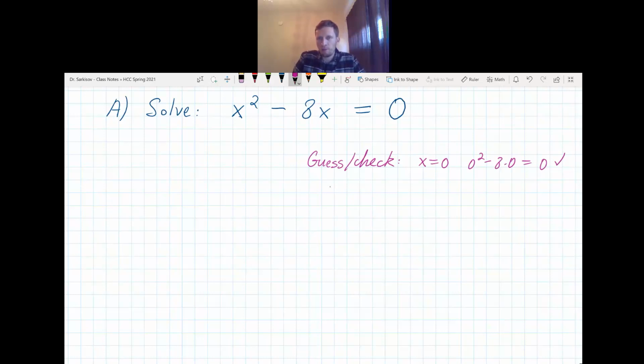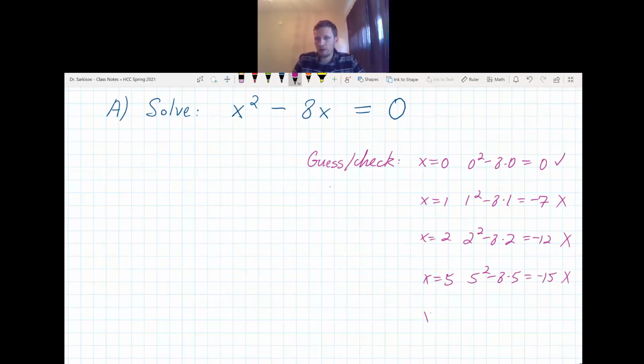Look, x equals 1. What's 1 squared minus 8 times 1? I get negative 7. Problem? No, right? Not equal to 0. X equals 2. 2 squared minus 8 times 2. I get negative 12. Not 0. X equals 5. 5 squared minus 8 times 5. I'll get negative 15 if you are following. Right? 25 minus 40, negative 15.